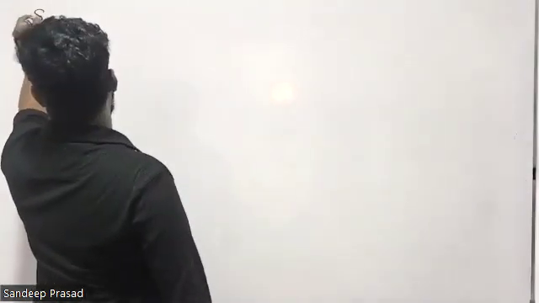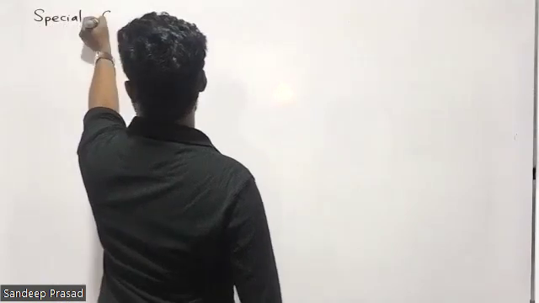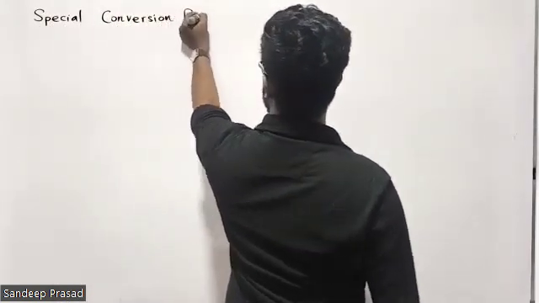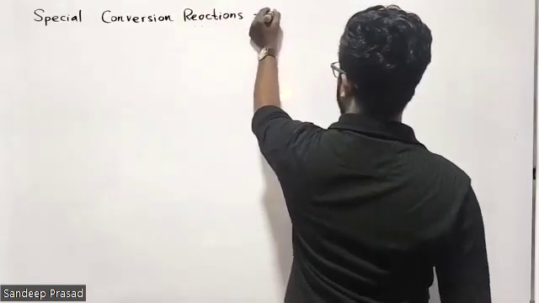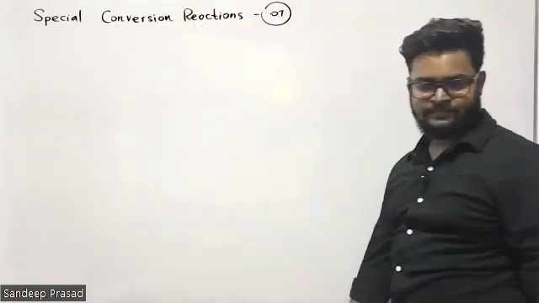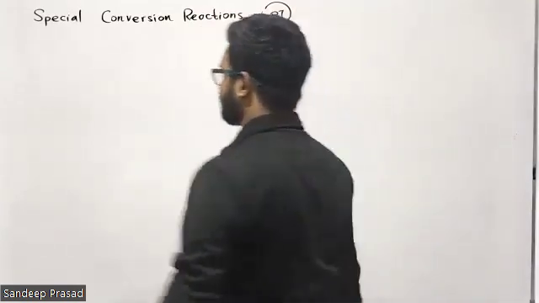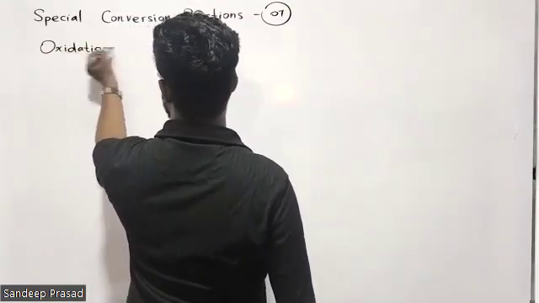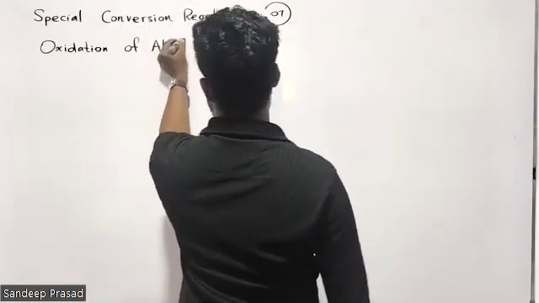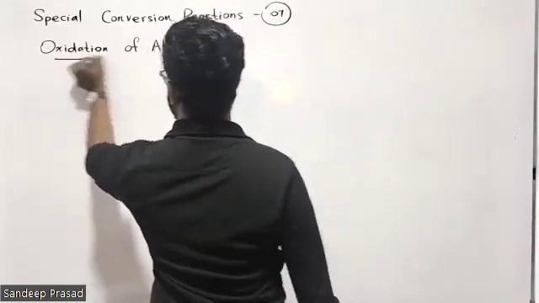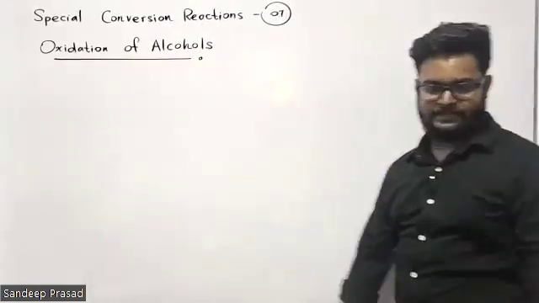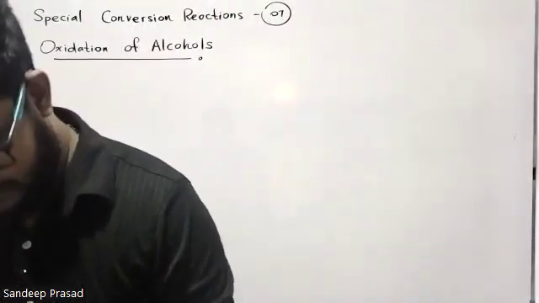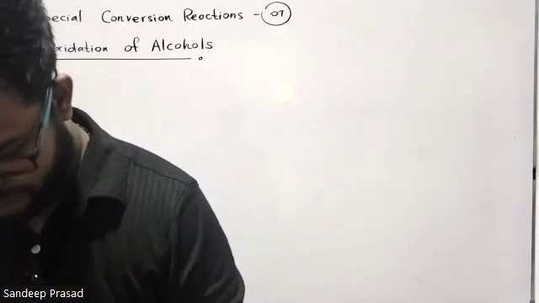Special conversion reactions number 7. Okay. Oxidation of alcohols. Very, very important reaction. Oxidation of alcohols. Right. Now listen to this one very carefully. Students, this reaction is very, very important. So therefore, look at this one.